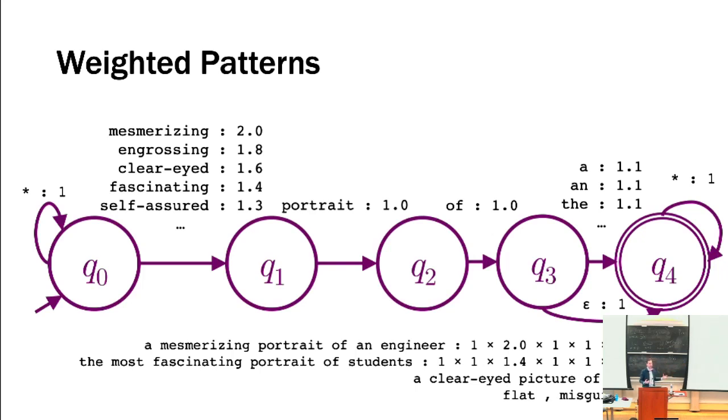And I might be choosing the highest matching weight, or I might be summing over all the paths. Either way, it's a similar idea. A match for "a mesmerizing portrait of an engineer" is going to have a much higher score than "the most fascinating portrait of students," and "flat misguided comedy" at the bottom is going to get a 0 because it doesn't match that path in the middle. So this feature would fire strongly when I get this nice strong portrait pattern, and less strongly the weaker the match is, down to 0.